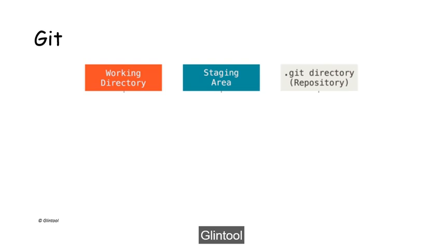Let's say you initialize a working directory with Git. Git will initialize the working directory with a .git directory. The .git directory is also known as a repository. The repository for the working directory essentially contains the database that Git will use to keep track of changes made to files in the working directory. The working directory initialized with Git is also associated with a staging area.